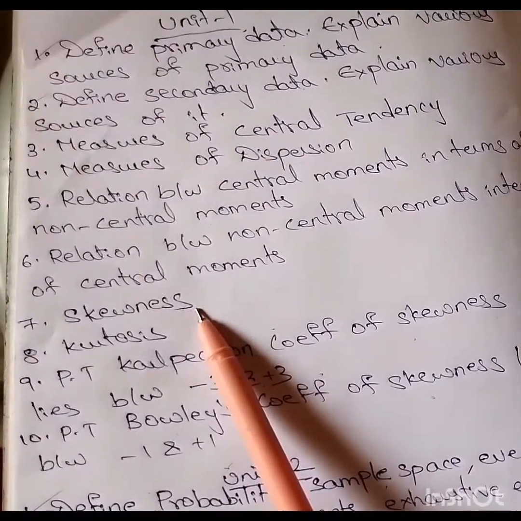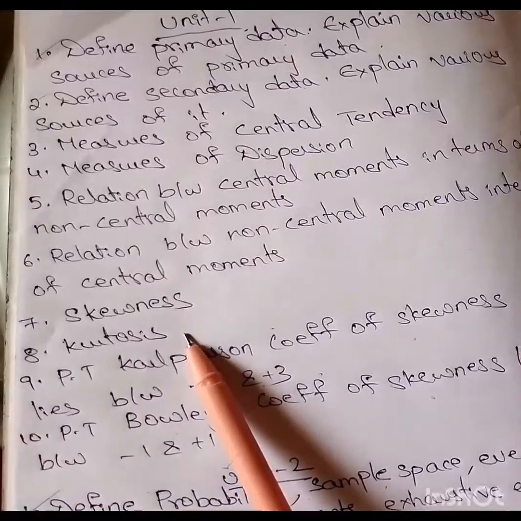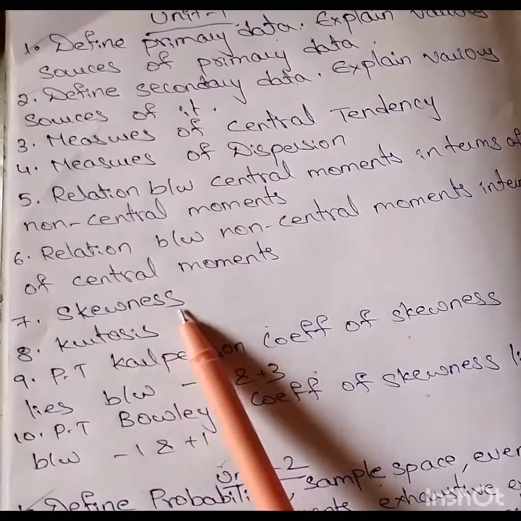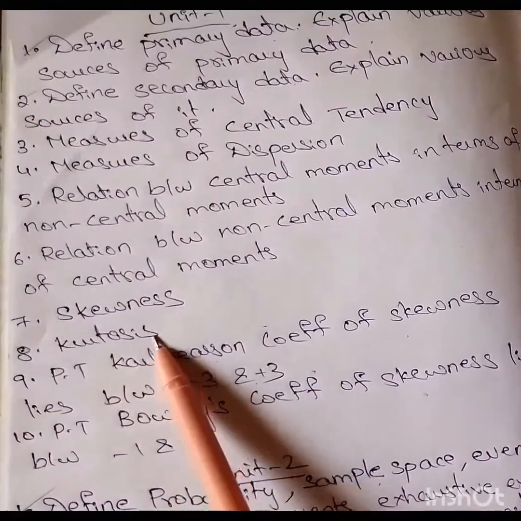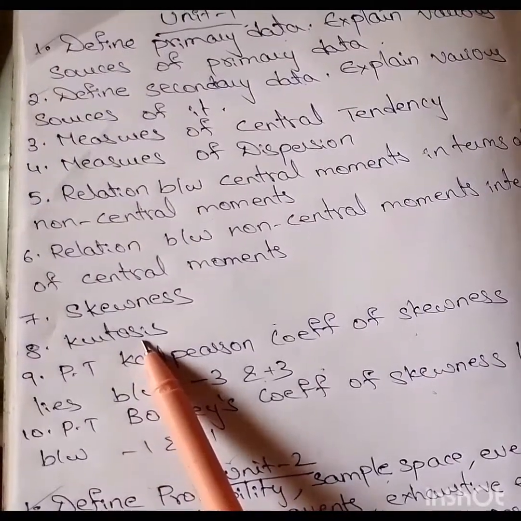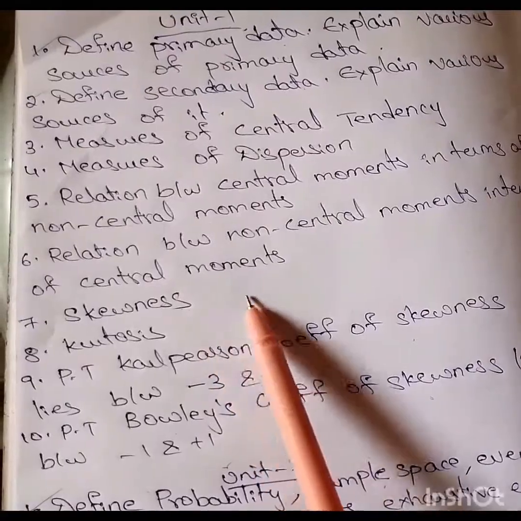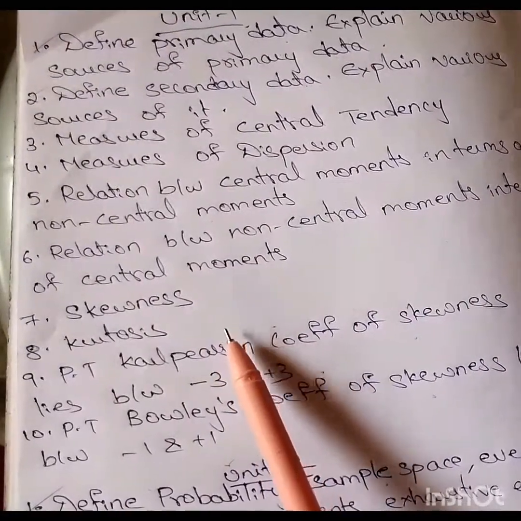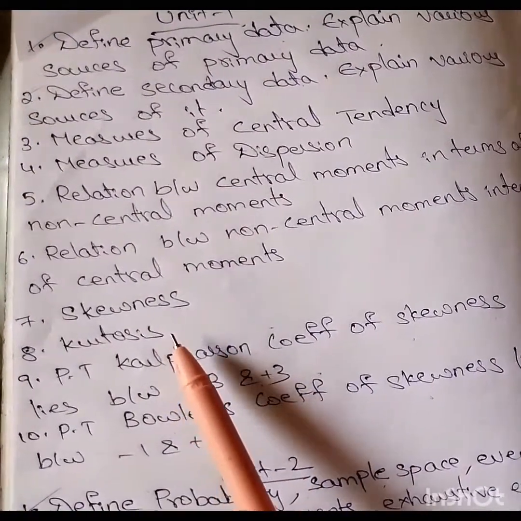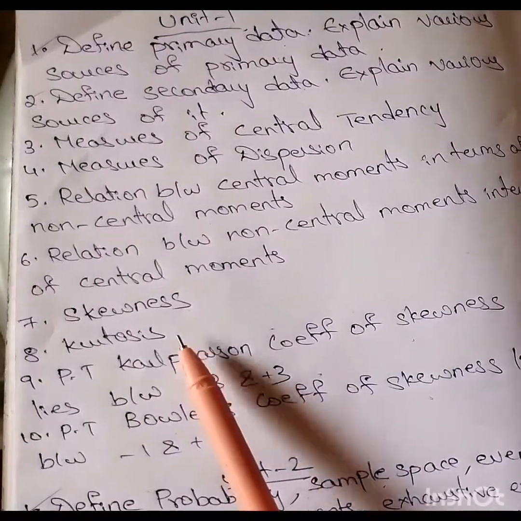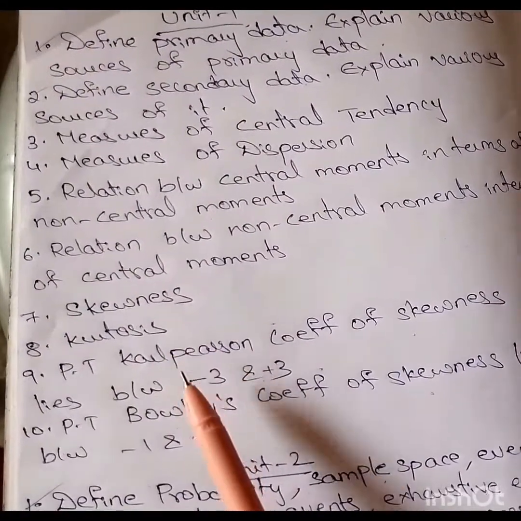And seventh one you are having as skewness. Eighth one kurtosis. These two come under short answers only. While you are writing the kurtosis answer, don't forget to draw the diagram, which has three types: meso, lepto and platykurtic. So that gives you full marks if you draw the diagram.